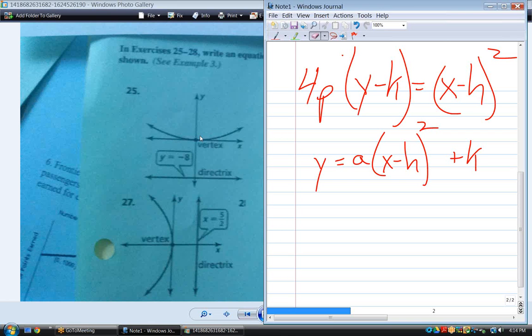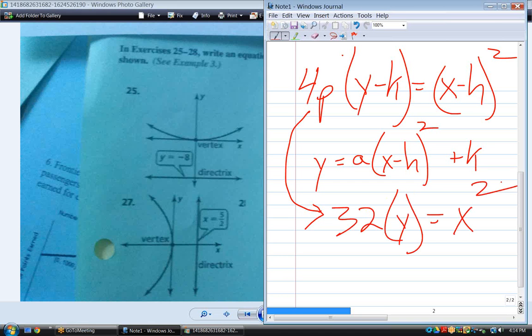What's K and H? Would be 0 and 0. Okay, so using that general format, if I know P is 8, then I've got 32 times Y equals X squared. Now, if I want to put that into your more normal format, I'm going to divide both sides by 32, and this is the equation that you're looking for.